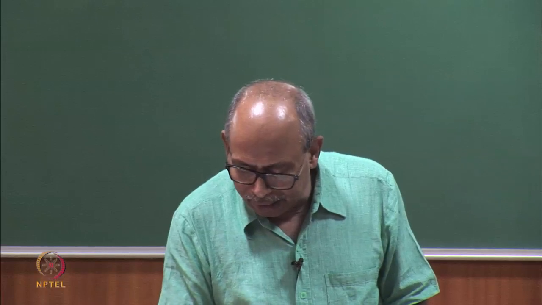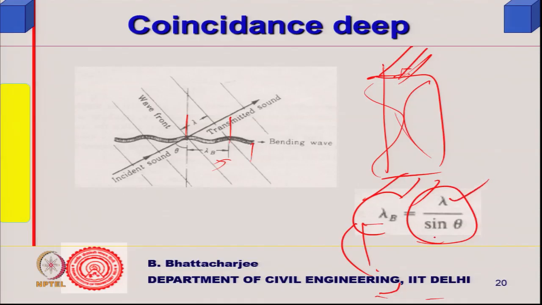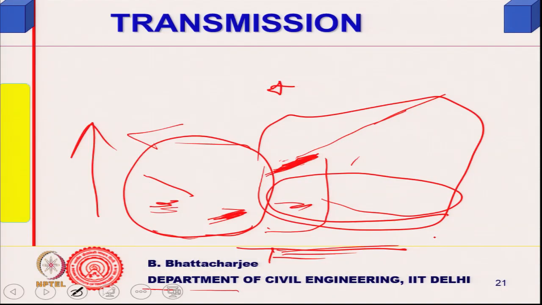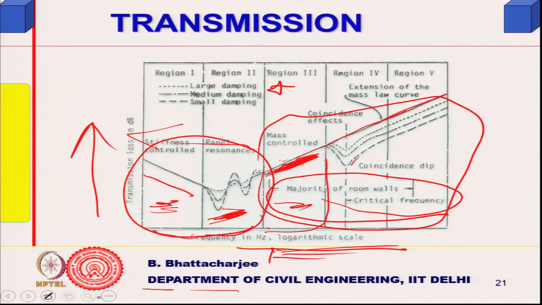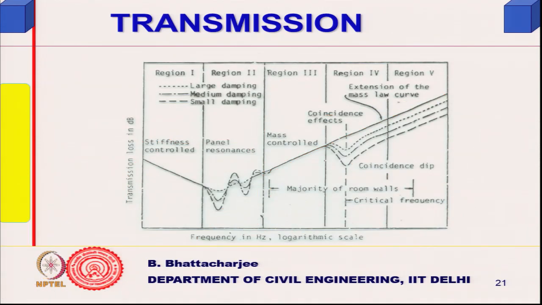Somewhere lambda by sin theta, where lambda is that of sound, when it matches you find there is a reduction in the transmission loss, and that we call coincidence dip. So, coincidence dip occurs at some higher frequencies.